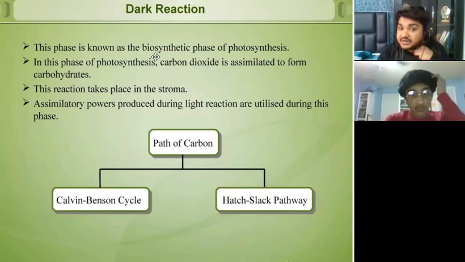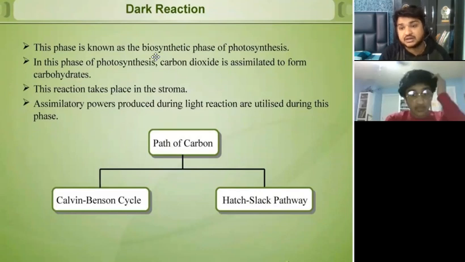Here carbon dioxide is reduced to the carbohydrate. CO2 is converted into C6H12O6. In photosynthesis, in this phase, carbon dioxide is assimilated, or better to say reduced. Reduction means adding of hydrogen. So it will form the C6H12O6, and it takes place at which site?